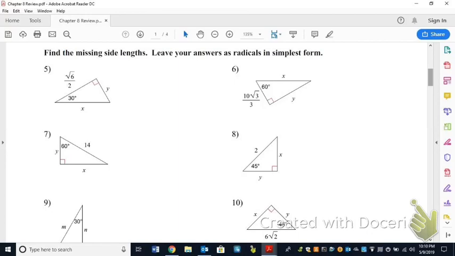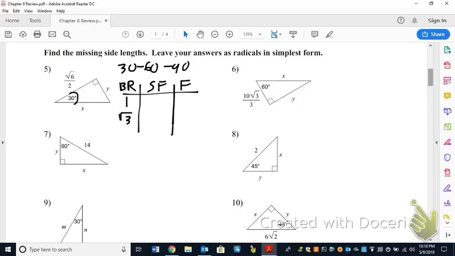So, here we have 2 types of triangles. We have a 30, 60, 90 triangle and a 45, 45, 90 triangle. So 30, 60, 90 triangle, these are the tables. Remember, we have our base ratio, scale factor, and our final length. The base ratio for a 30, 60, 90 triangle is always going to be 1, radical 3, 2.